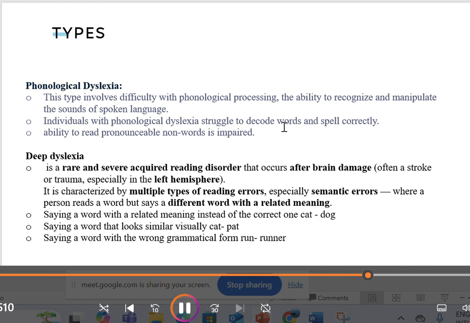The person with deep dyslexia shifts. Then also uses words with different grammatical forms, like run instead of runner. All this happens. The semantics is interrupted in deep dyslexia. It is a bit severe as a reading disorder. While reading, the person shifts words from one word to another. This is known as deep dyslexia.